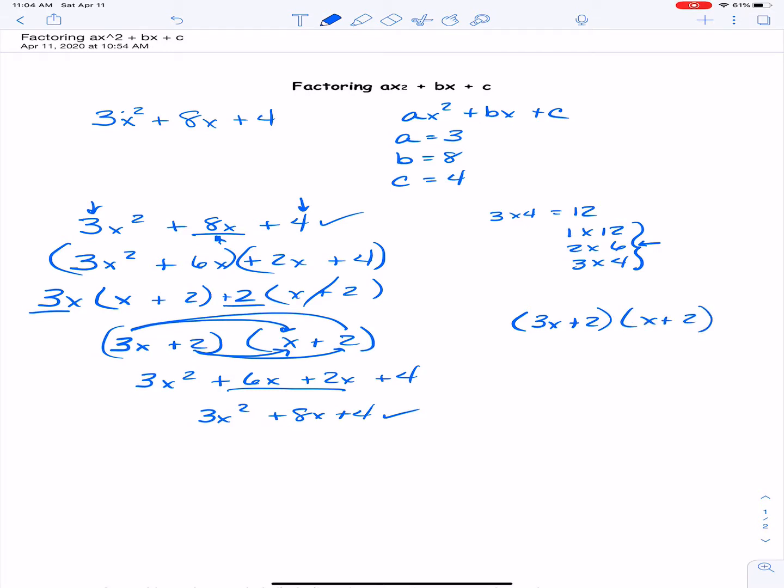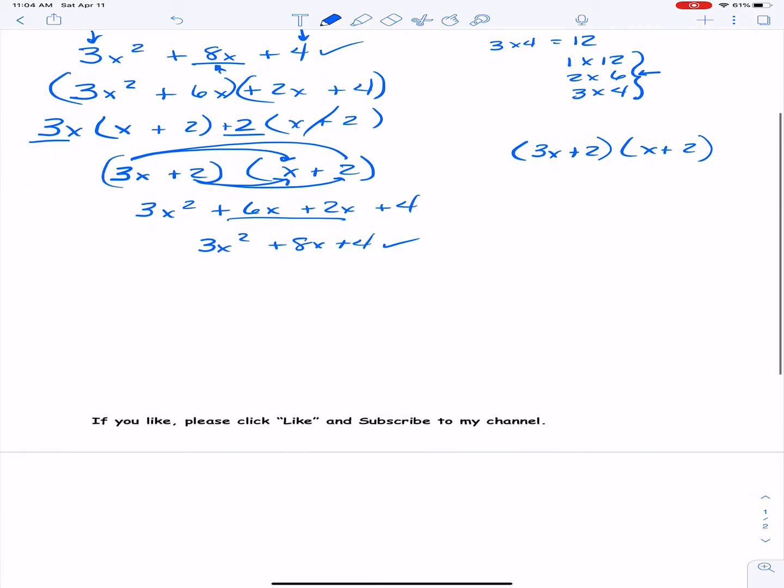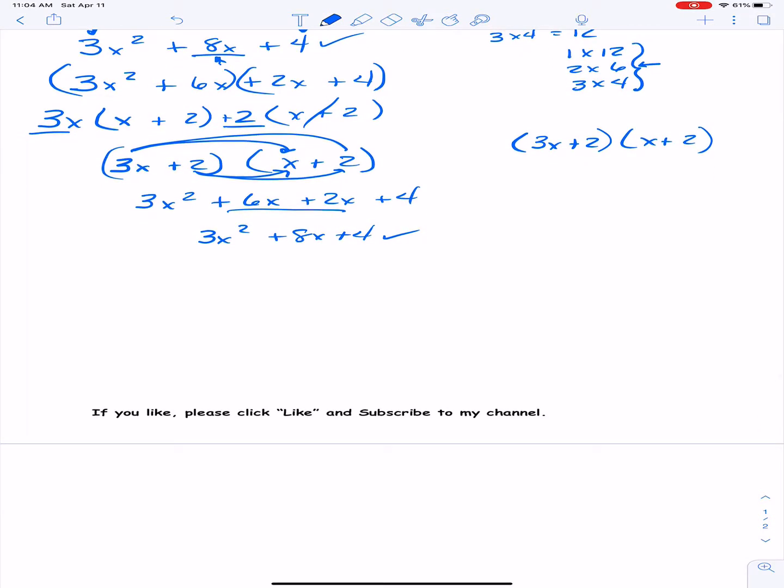Okay, let's do a second example. Here we go. We are going to do 2t squared minus 7t plus 3. If you would like to pause the video at this time, you can, but I'm going to go ahead and go on with this one. Again, I'm going to multiply my a times my c. So 2 times 3 gives me 6. I'm going to find my factoring pairs of 6. So I have 1 times 6 and 2 times 3.